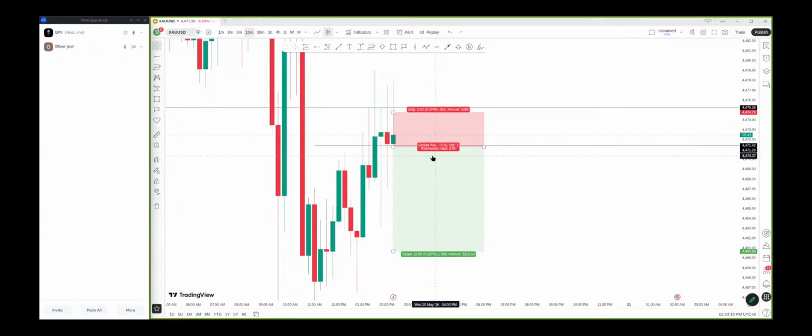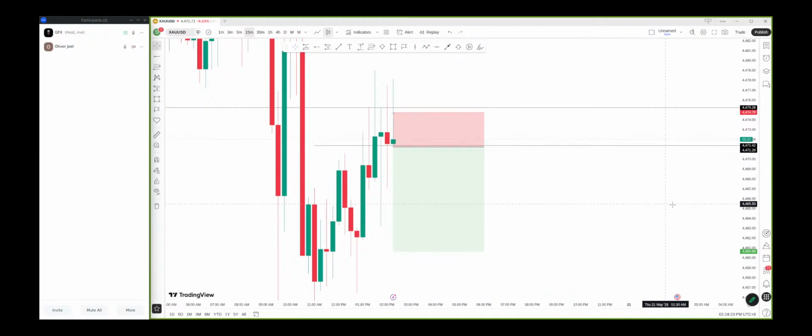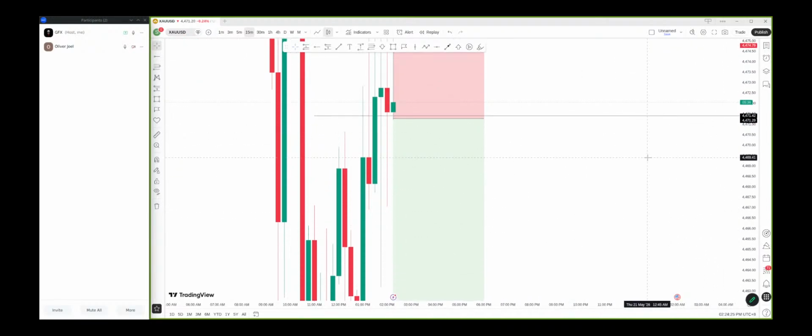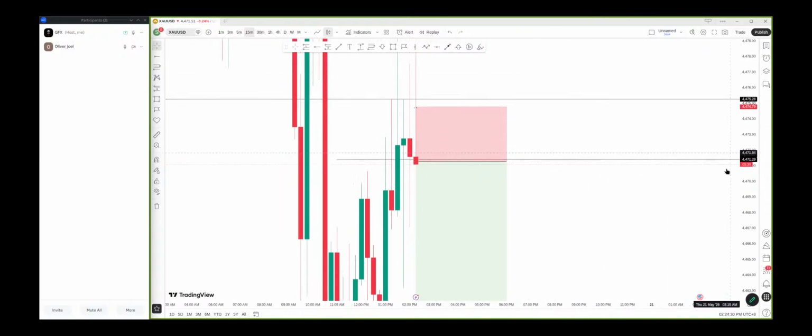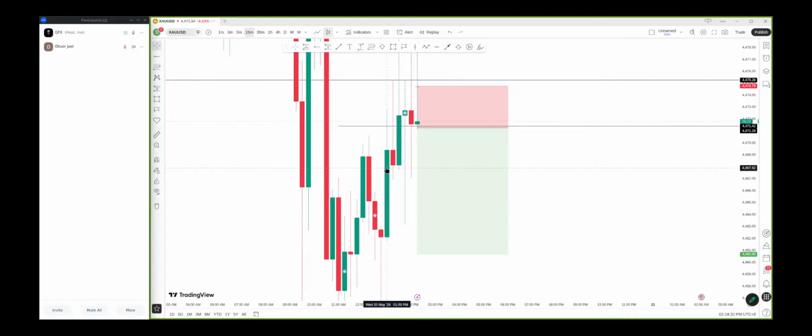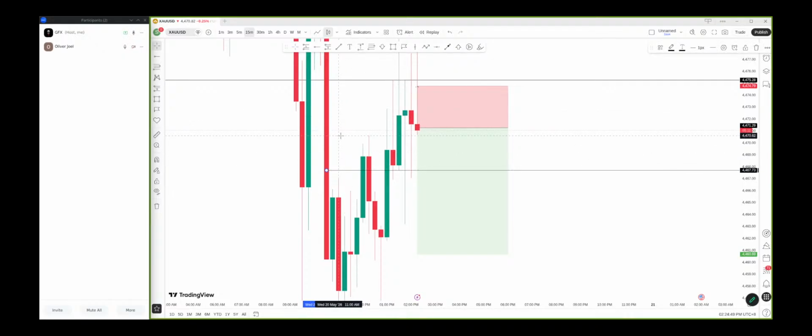Not in yet, still waiting. But this is a very, very risky setup. This will only work out if there's a lot of volume in the market, right? But an ideal entry would always be below this closure, below the support. Get it to close below that.